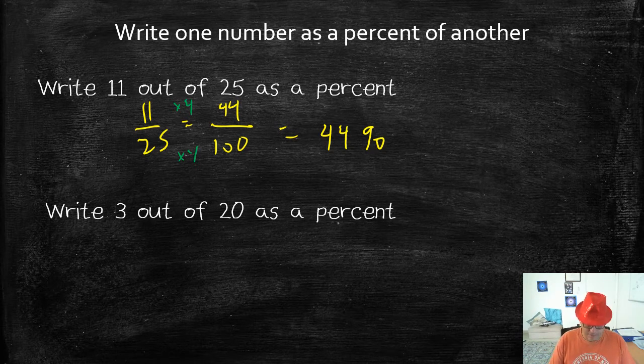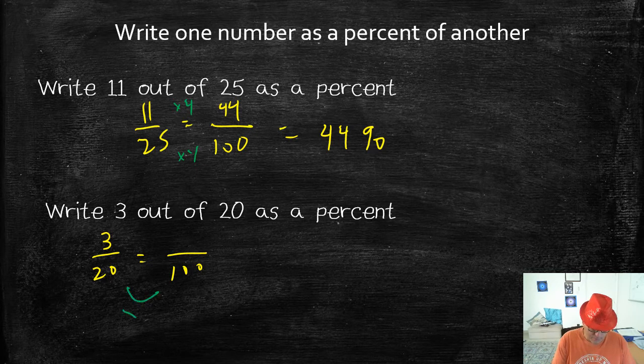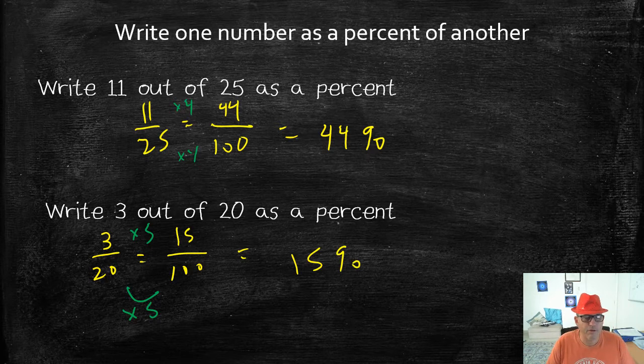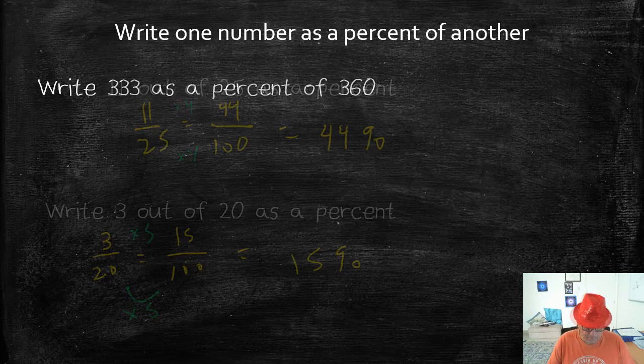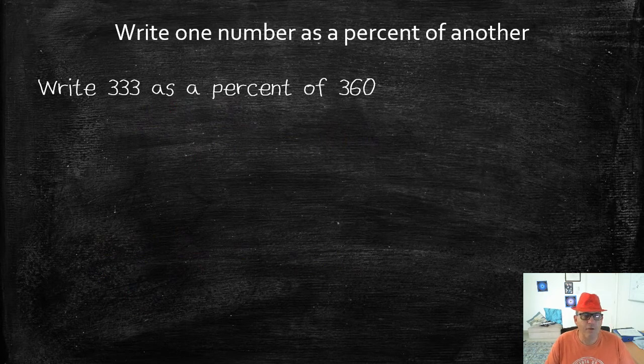So what about 3 out of 20 as a percent without a calculator? Percent means out of 100. So what do I have to multiply 20 by? I need to multiply it by 5. So I have to multiply my 3 by 5. 3 times 5 is 15. 15 out of 100 is 15%. Pretty straightforward, and we did lots of these without our calculator. Those were nice, easy to go ahead and do.